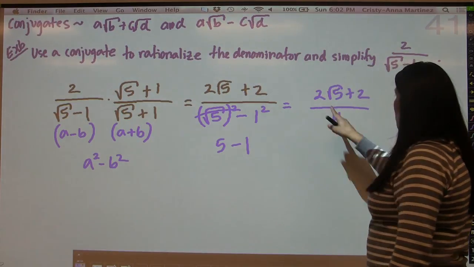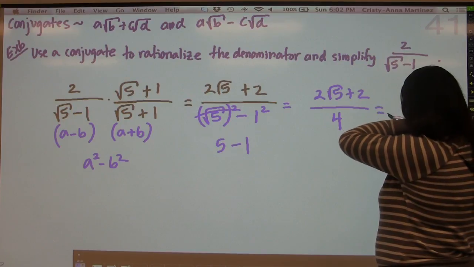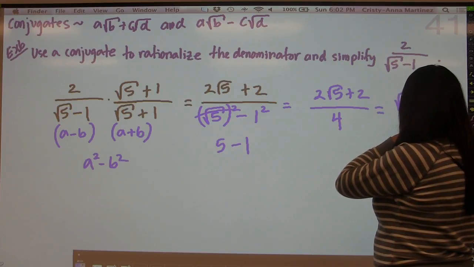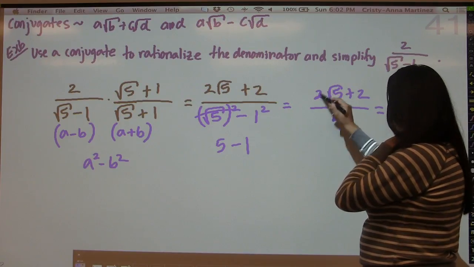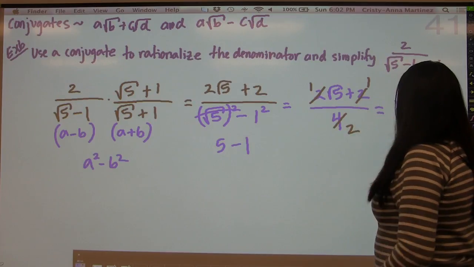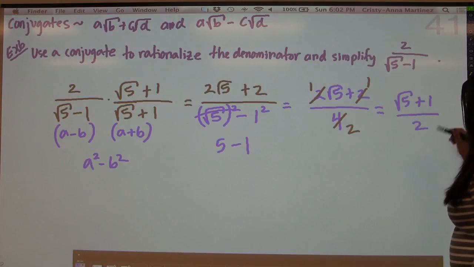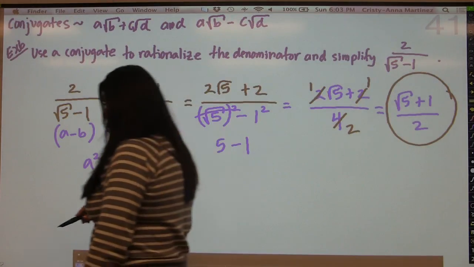And so now because you have 2 and 4, you can actually reduce this fraction to root 5 plus 1 over 2, because 2 goes into 2 once, 2 goes into 2 once, 2 goes into 4 twice. So you get 1 root 5 plus 1 over 2. So this is our final answer for rationalizing with the conjugate.